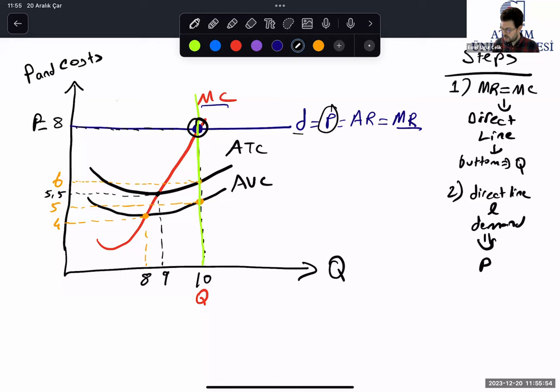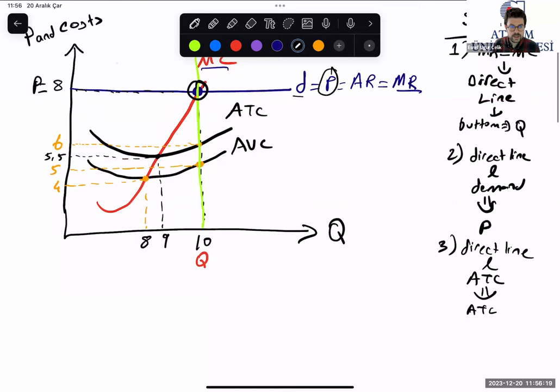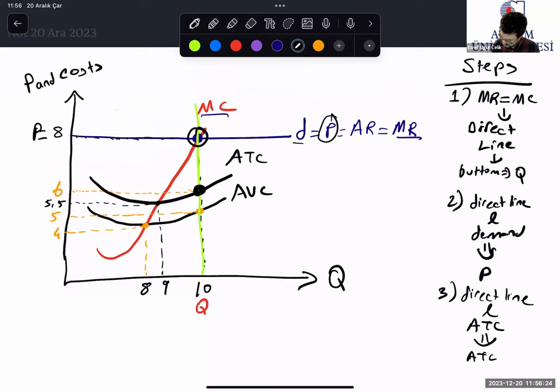Then let's come to the third step, the intersection point of direct line and ATC, average total cost, that shows the value of ATC. So the intersection point of direct line and ATC, it's over there. So ATC is 6.